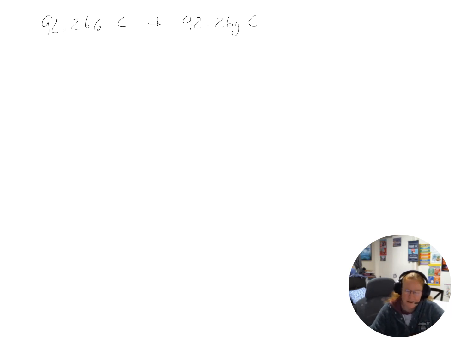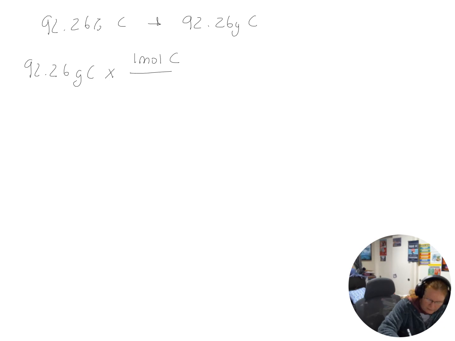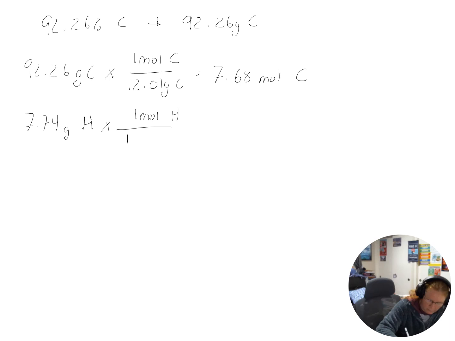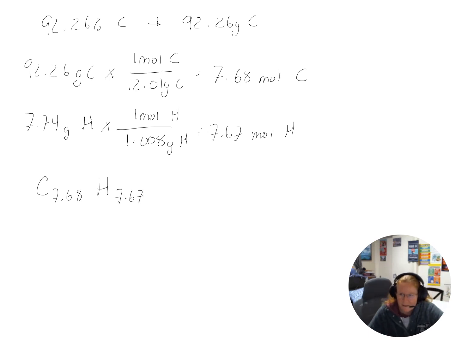All right, so that's what's easy about percent composition, is we're just assuming that we have 100% of the compound, 100 grams, boom, easy. Okay, so I'm going to take my 92.26 grams of carbon. I have 1 mole of carbon for 12.01 grams of carbon. I'm going to get 7.68 moles of carbon, okay? I have 7.74 grams of hydrogen. I have 1 mole of hydrogen for every 1.008 grams of hydrogen, and I get 7.67 moles of hydrogen. So carbon, 7.68, hydrogen, 7.67, okay?